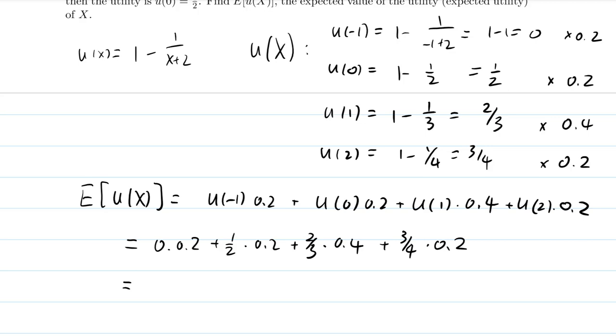This is going to be just a 0 over here. This one over here is 0.1. This one over here is going to be 0.8 over 3. And this one over here is 0.6 over 4. I'll leave the rest of these things to you to finish over here.